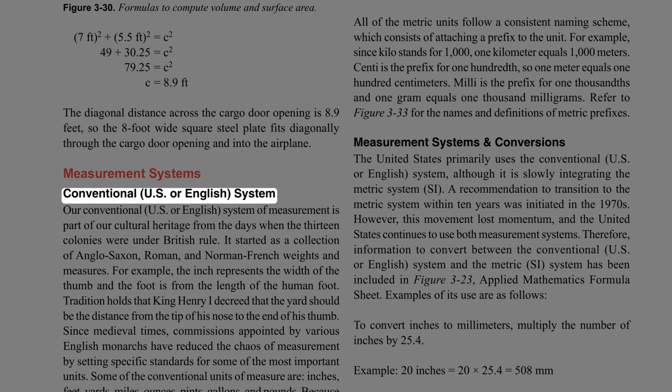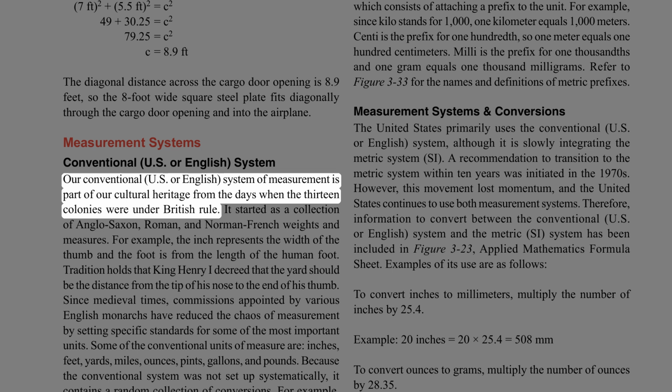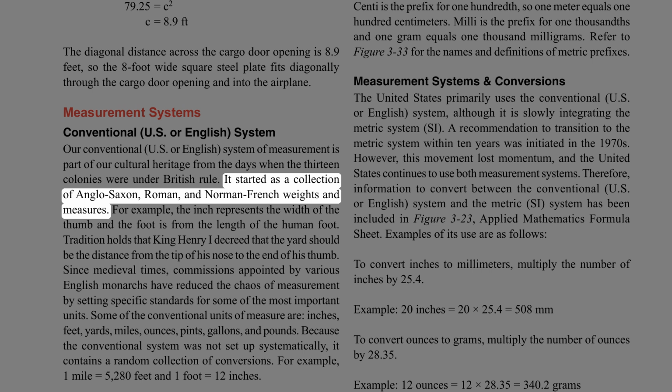Measurement systems. Conventional, US or English, system. Our conventional, US or English, system of measurement is part of our cultural heritage from the days when the 13 colonies were under British rule. It started as a collection of Anglo-Saxon, Roman, and Norman French weights and measures.